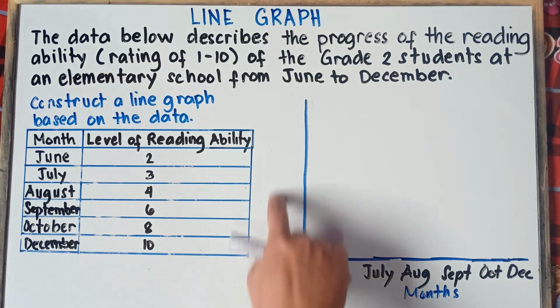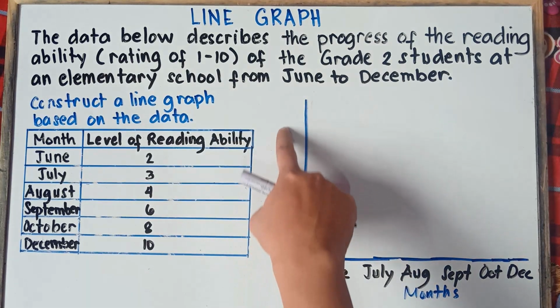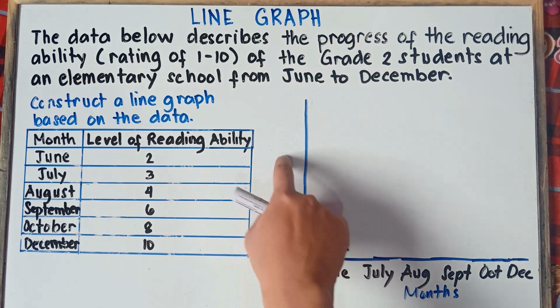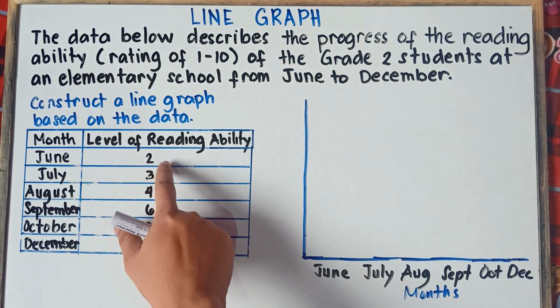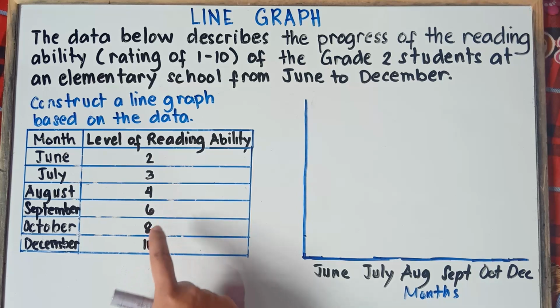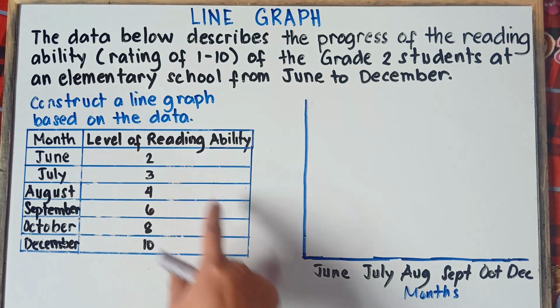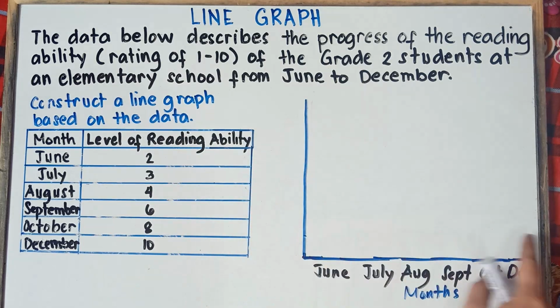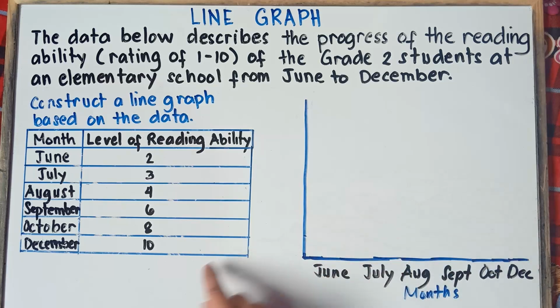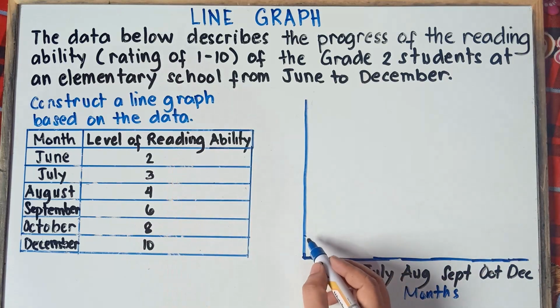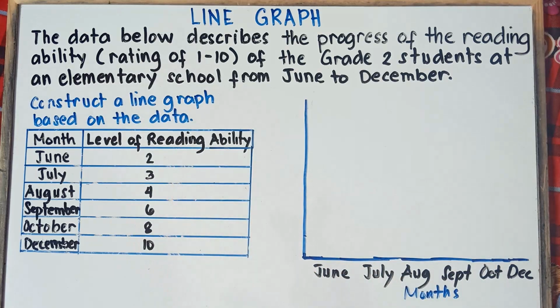And in this vertical line, class, this will be our frequencies, which is the level of reading ability. So we have 2, 3, 4, 6, 8, and 10. The highest number is 10. For us to write those numbers, we need to draw horizontal lines to guide us. You can draw as many horizontal lines as you can, class.